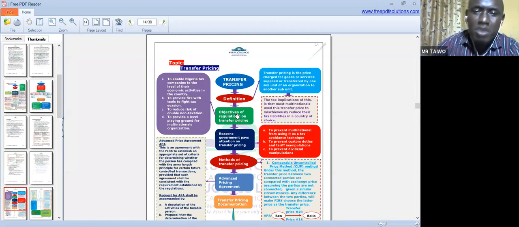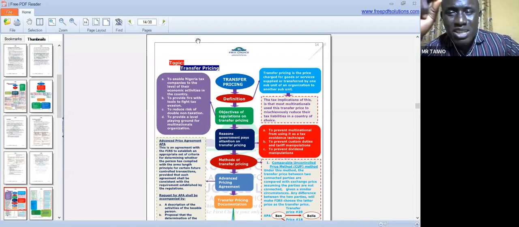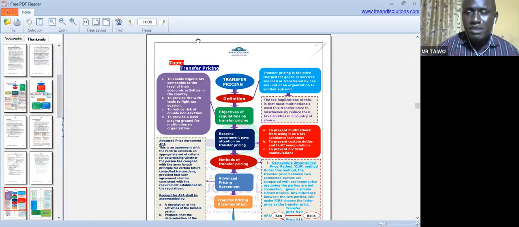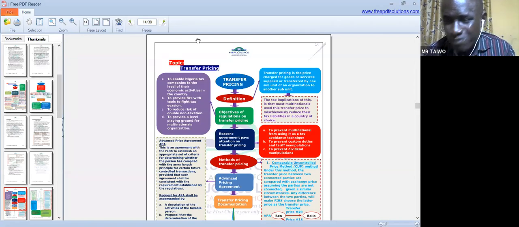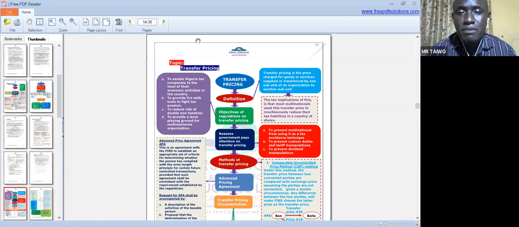Now let's look at transfer pricing. When we say transfer pricing, what do you mean by transfer pricing? From our rudimentary performance management: transfer pricing, or transfer price, simply means the price at which a subunit of an organization transfers goods and services to another subunit of the same organization.